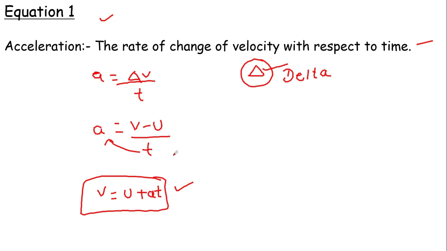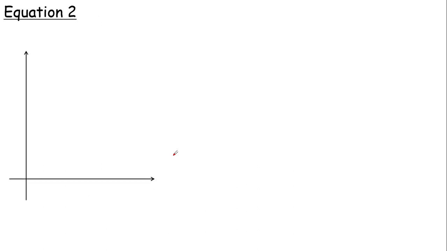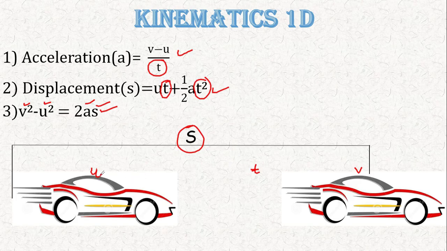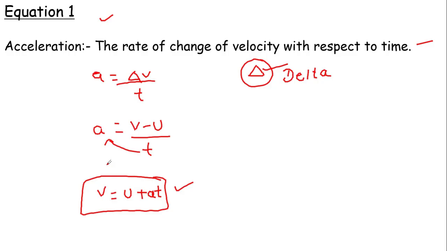Now let's go and solve the second equation. This equation is s is equal to ut plus half at squared. This is the equation which we are going to derive now. Here, when that car started to move, it had a certain velocity u, and time was 0. There was no time when it started. Time was 0.